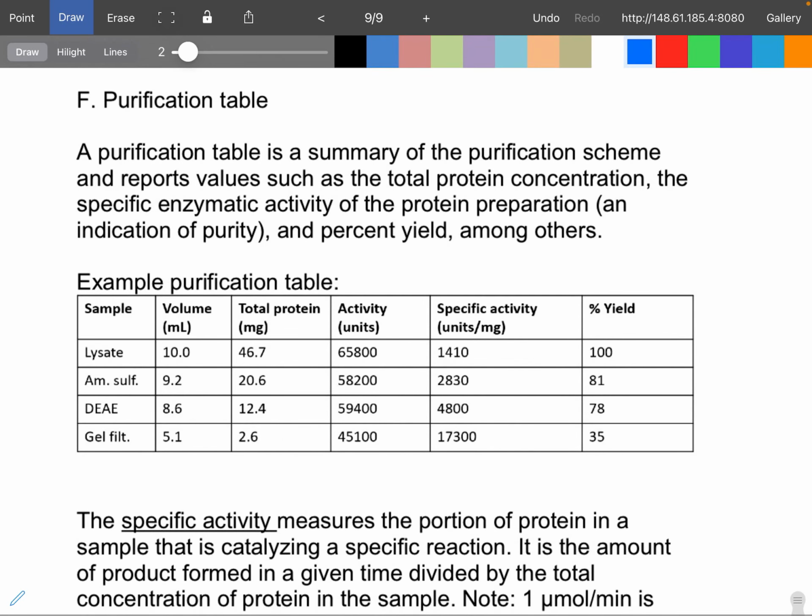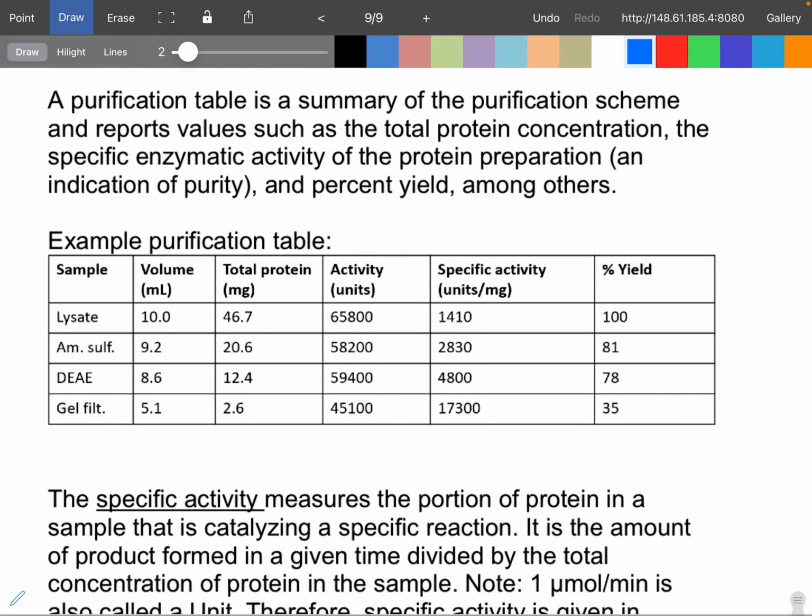Finally, I want to talk about the purification table, and there's more information about this in your course pack. A purification table is a summary of a purification scheme, and it gives us important values that really show us how well we have purified the protein. And so we would look at these different purification techniques, like where do we start with the lysate, how well did ammonium sulfate, and then ion exchange chromatography and say gel filtration chromatography, how well did those processes purify things.